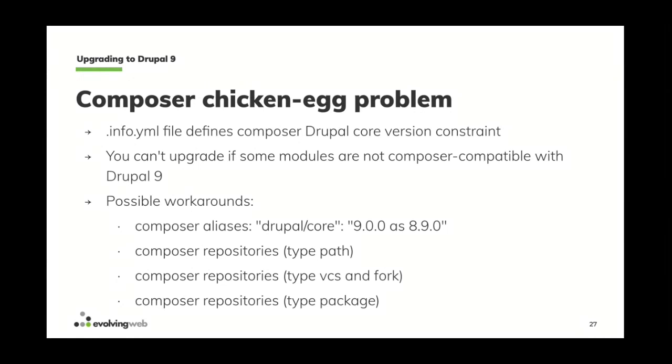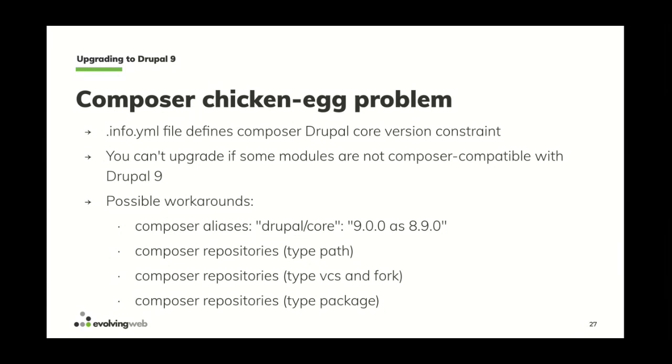Why? Because the line in the .info.yaml file defines how Drupal core handles the core version constraint. So if there is a module that doesn't have this line, composer won't recognize it as Drupal 9 compatible, and it will tell you, I can't upgrade because there are some dependency errors that I can't fix. So how to work around this? There are some possible workarounds that the community has suggested. So I'll go through 4 of them that are probably the most popular workarounds.